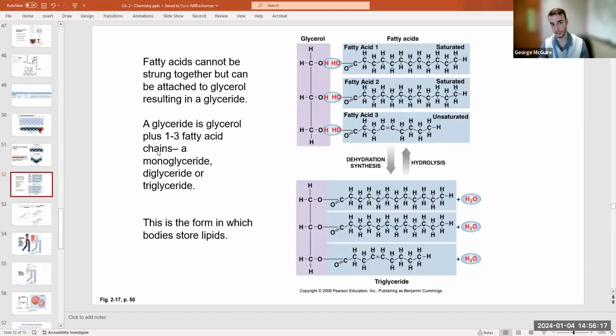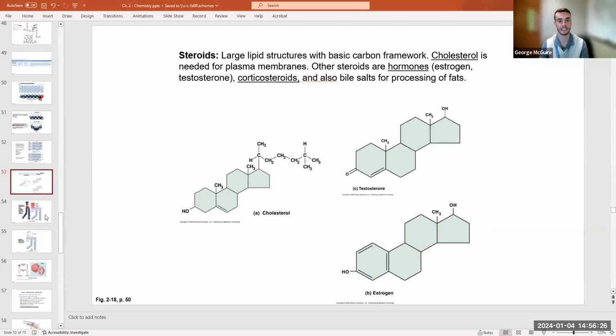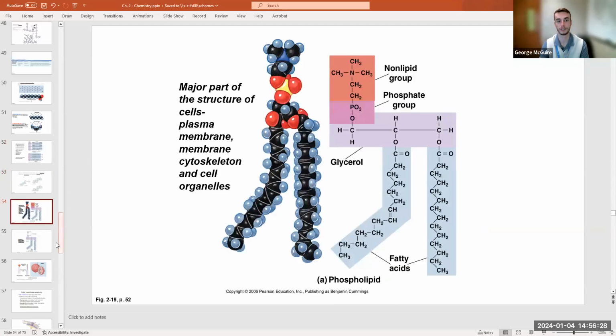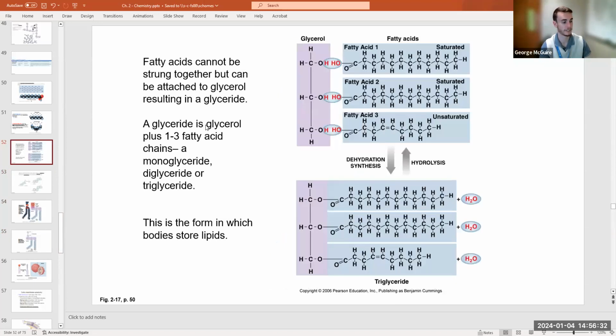Okay. So now looking at the major versions of lipids. So we'll mostly be talking about triglycerides, steroids or sterols, phospholipids, and then glycolipids. But before I get into this, yes, James.